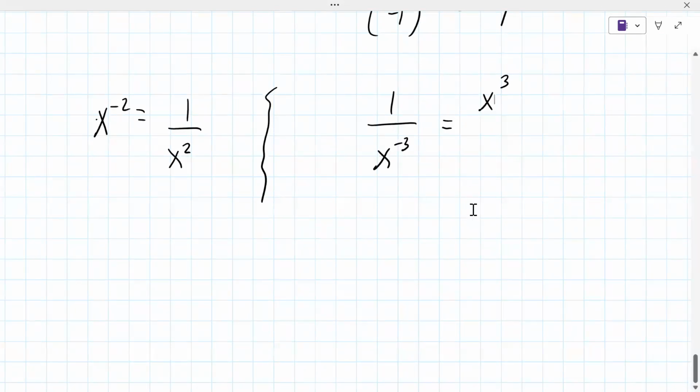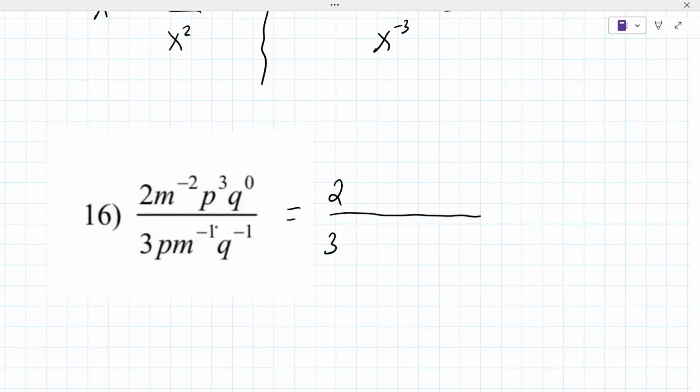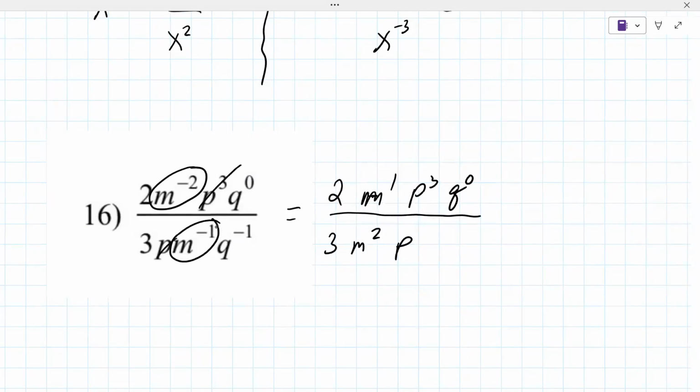So you see that here and I'll look at a problem like 16. There's a couple of ways to do 16. I'll just show you one way to do it. So one way that students do it is they immediately deal with the negative exponents. So they say, okay, this m to the -2, that goes to the bottom. M to the -1 goes up top. Okay, p cubed, p, q to the 0 stays, and then the q to the -1 goes to the top, q to the 1. That's one way to do it. All right. So that's way number one.